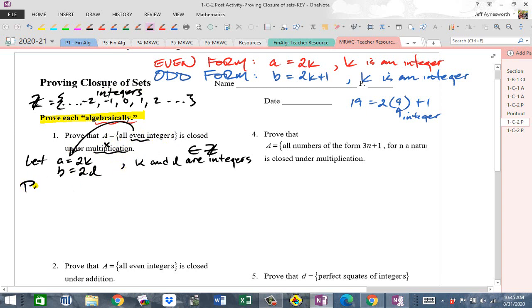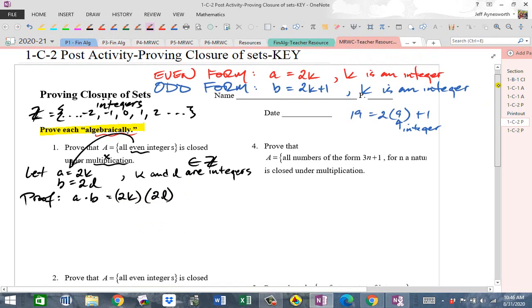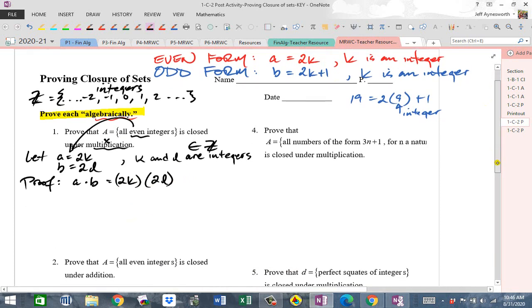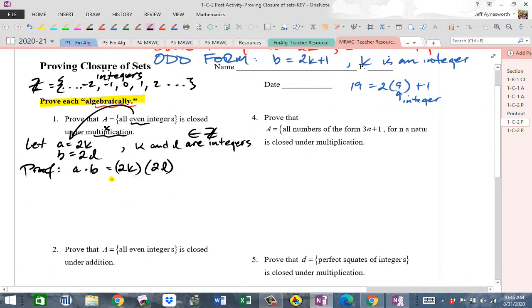Here's the proof. You go a times b, so you take 2k times 2l. We have to take an even times an even and show it's even. The order doesn't matter; the way you multiply doesn't matter. Even form is 2 times a number. Remember, 2k means 2 times an integer. So I have to show that this is 2 times some integer.